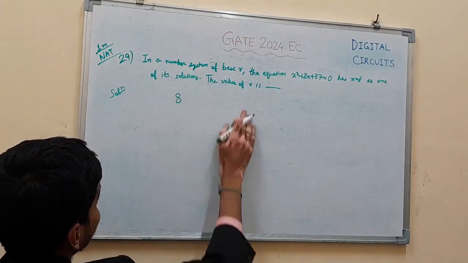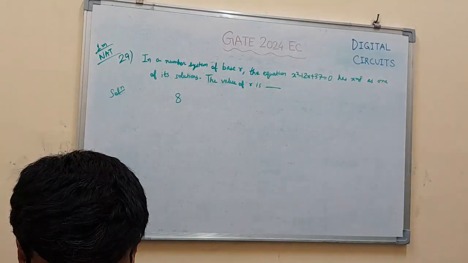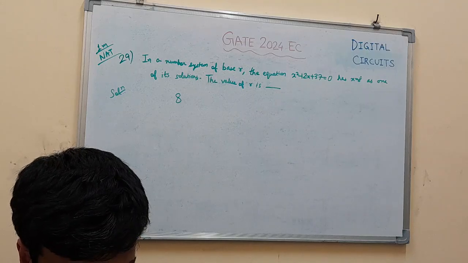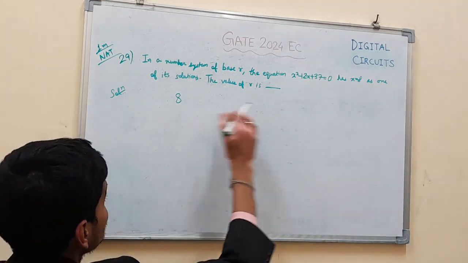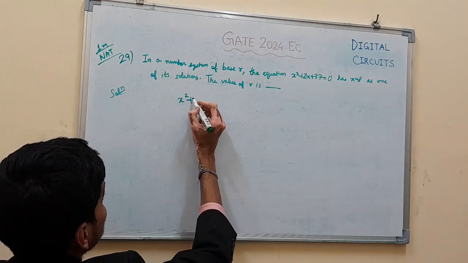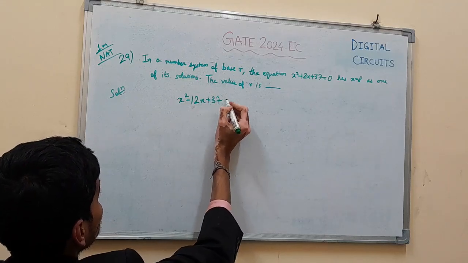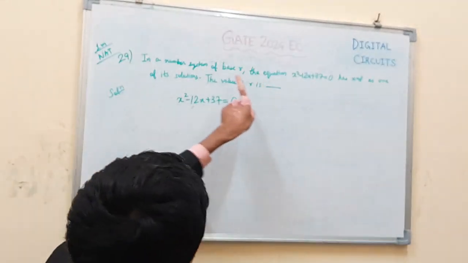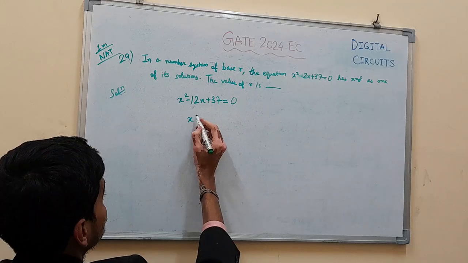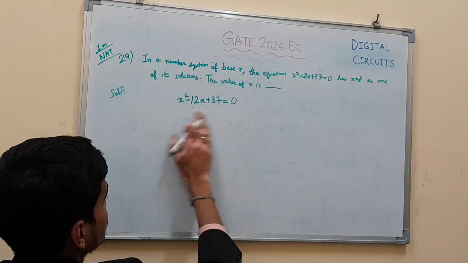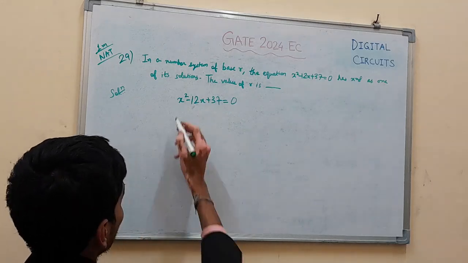Eight here. All the terms in this equation, let's write the equation here. Keep in mind that all the terms used in this equation have the same base, which is R. Okay, so we can write like this. Now let's convert each of the terms from base R to decimal base.